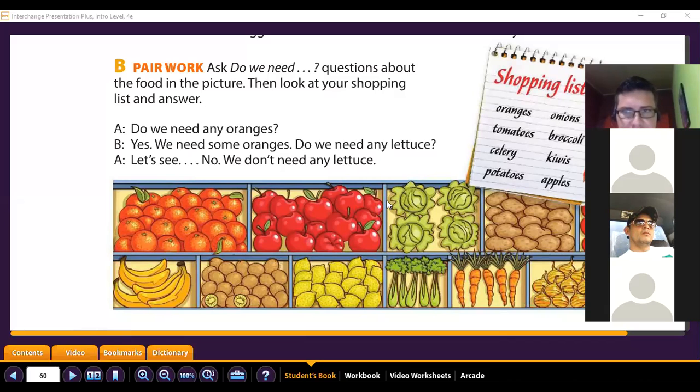Okay, continue. Alfredo, would you like to continue? Do we need any potatoes? To whom? Yes, we need some potatoes. Okay, can you continue, Carolina? Do we need any kiwis, Jenny? Jenny? Okay. Yes. Yes, we need some kiwi. Okay, very good. So I think that you did enough practice and you did a very, very good job.